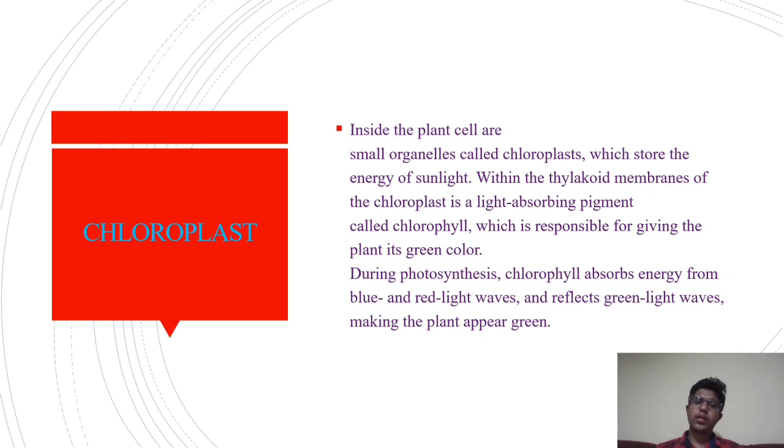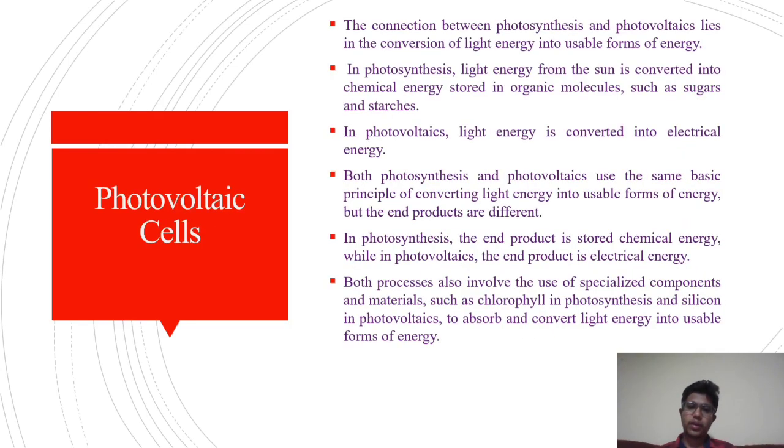Inside the plant cell are small organelles called chloroplasts. They store the energy of light within the thylakoid membranes, and the light-absorbing pigment in the chloroplast is called chlorophyll. During this process, the chlorophyll absorbs light energy from the blue and red wavelengths and reflects the green light waves, making the plant appear green.